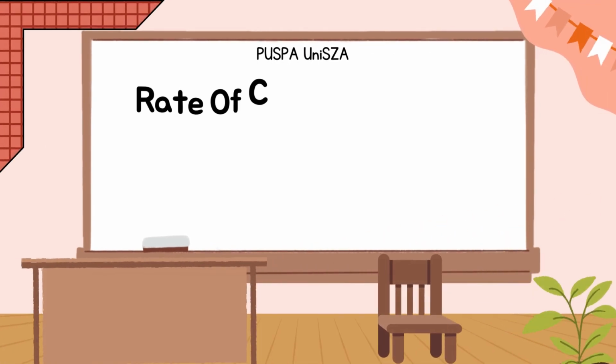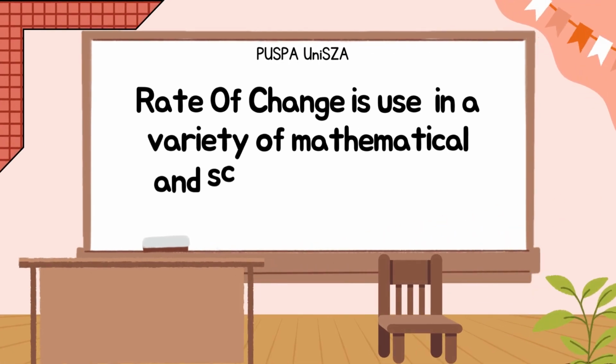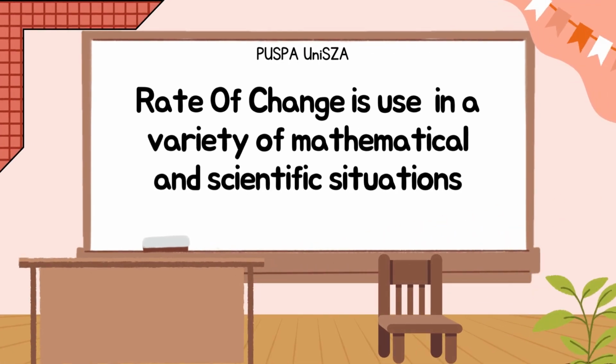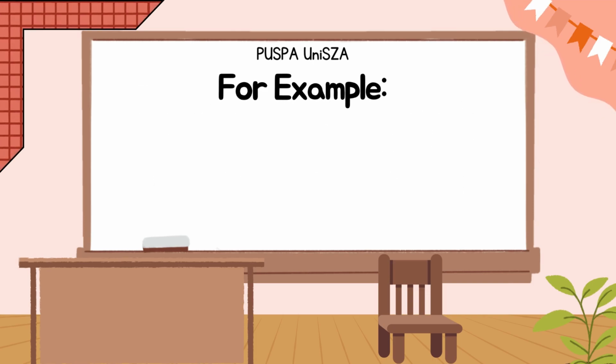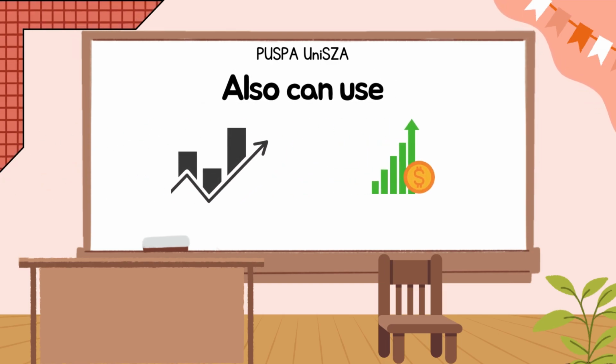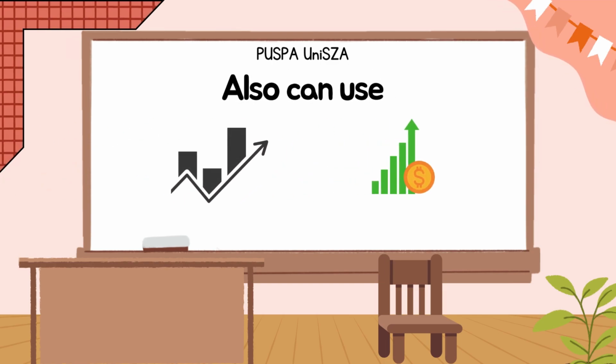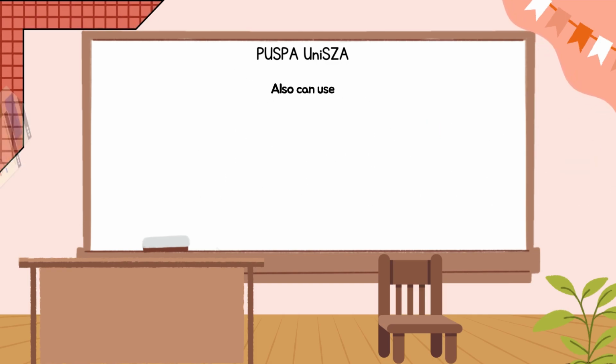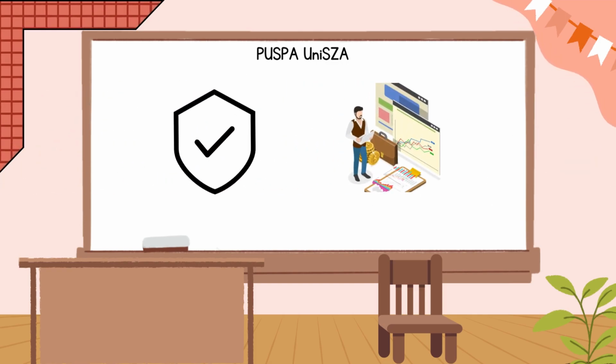Rate of change is used in a variety of mathematical and scientific situations, for example, finding a change in distance over time. It can also be used in finance and investing to describe the change in the value of something over time, such as a market index or individual security.